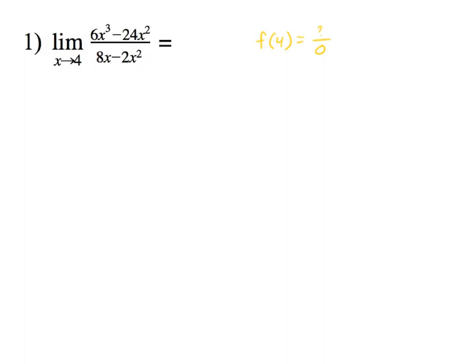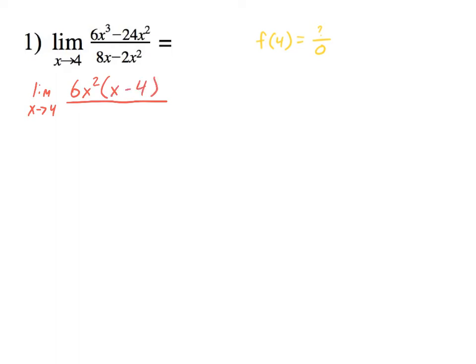So here we go. The next step, when that doesn't work, is we want to factor top and bottom and see if we can eliminate something and reduce and simplify it. So I'm going to take the limit as x approaches 4, and I'm going to try to reduce the top and the bottom. From the top, what I notice is I can pull out a 6 and an x squared as a GCF. That leaves me x minus 4.